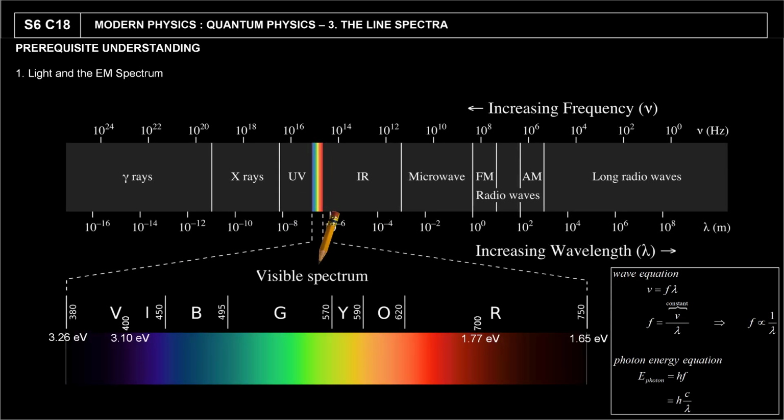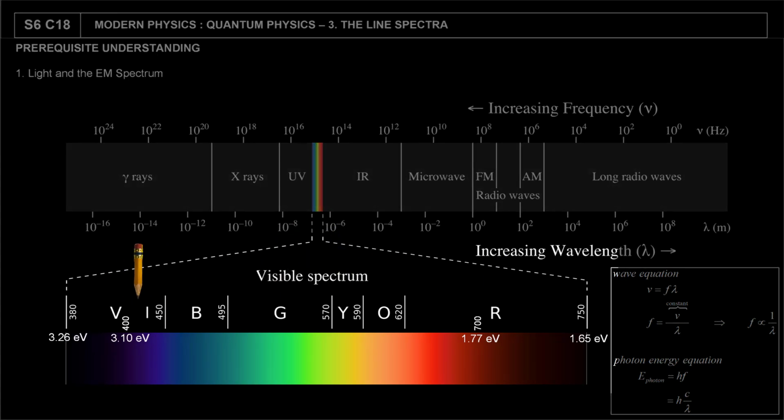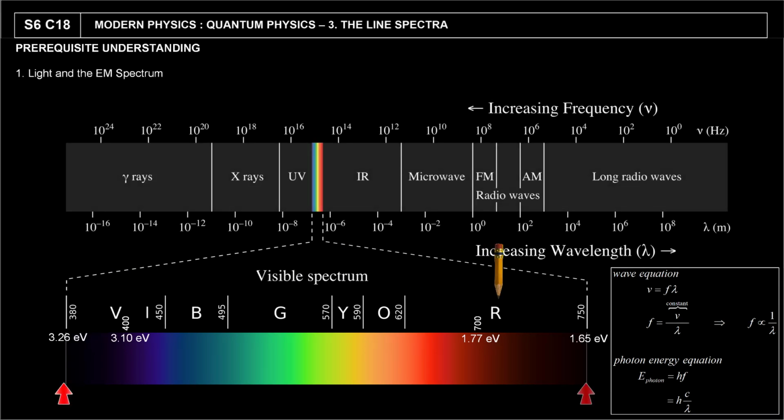Why visible? Well, that is because this is the only part of the EM spectrum that our eyes can detect and perceive. In increasing wavelength, VIBGYOR, that is violet, indigo, blue, green, yellow, orange, and red. Dark violet and dark red near the boundaries might be too dark to see, and hence many physics books consider the visible range to be from 400 nanometers to 700 nanometers.